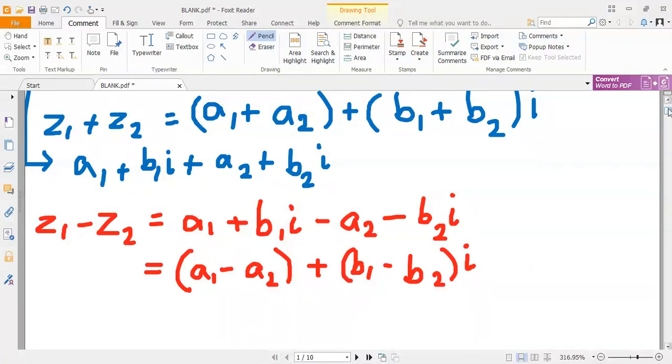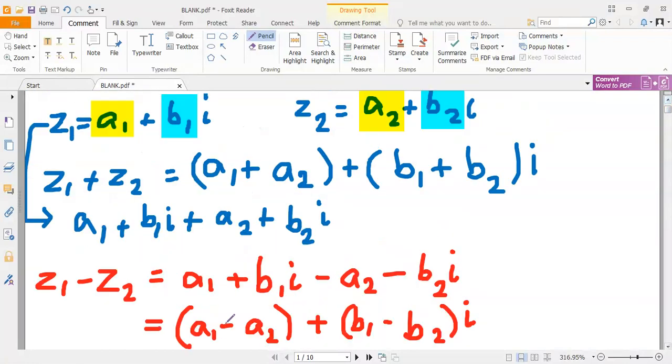So that's pretty much all there is to it. These are really easy operations, and it doesn't use a lot of brain power, so to speak. So this is how we add two complex numbers, and this is how we subtract two complex numbers.